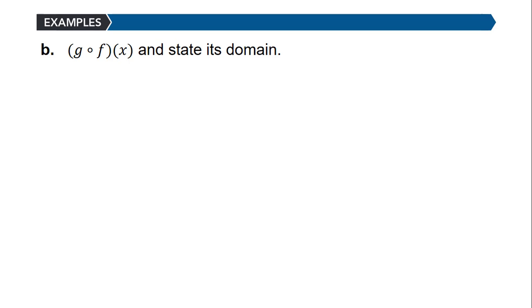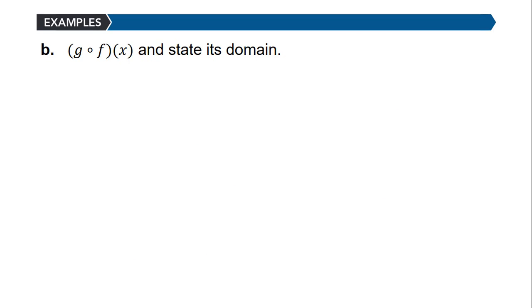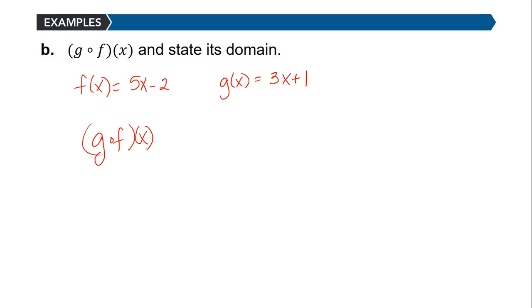Now we want to find g composed with f of x and state its domain. So let me write these two functions. f of x is 5x minus 2, and g of x is 3x plus 1. So now we want to find g composed with f of x. So g of f of x. Well, this is equal to, by definition, g of f of x. This is g of, well, now we put what f of x is, which is 5x minus 2.